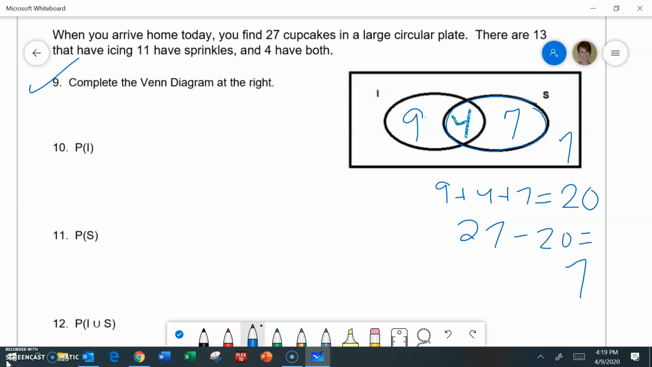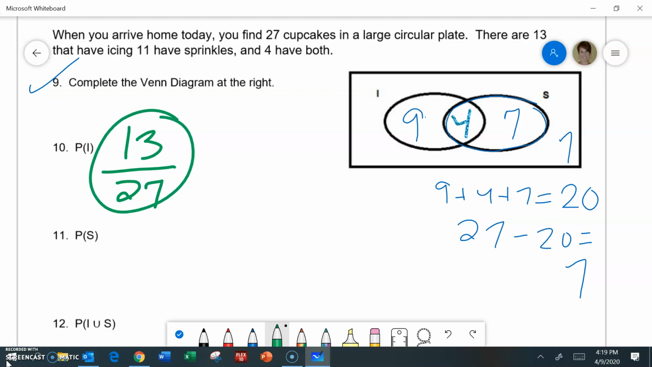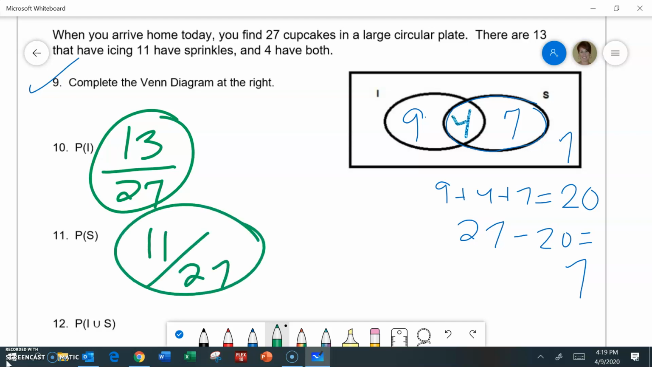For number 10, the probability that we have icing on the cupcake. Well, out of the 27 cupcakes, there are 13 of them that for sure have icing. So we would include the 9 that just have icing alone and the 4 that have icing and sprinkles. So that's 13 out of 27. That does not reduce, so that's official. For number 11, the probability that you pick a cupcake with sprinkles. Well, there are 11 out of the 27 that have sprinkles. So that's official. So that's done.